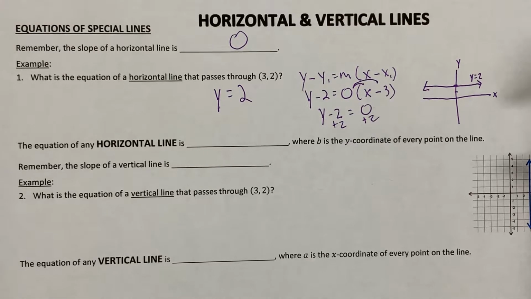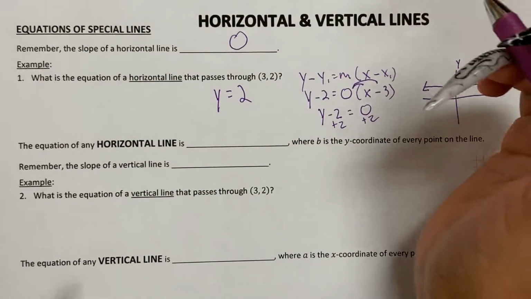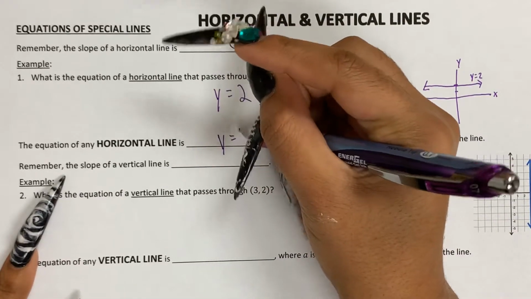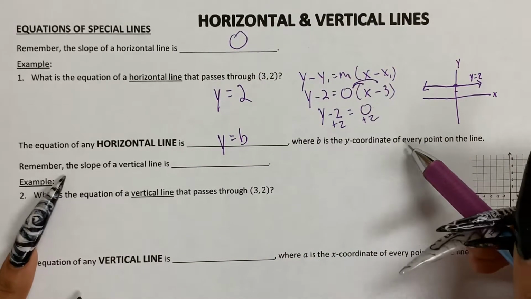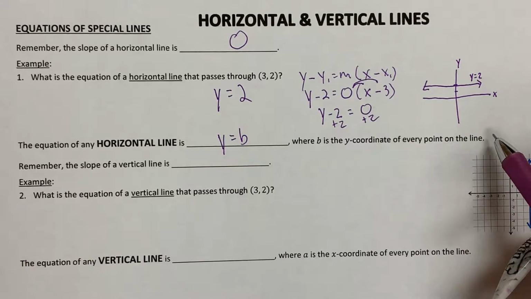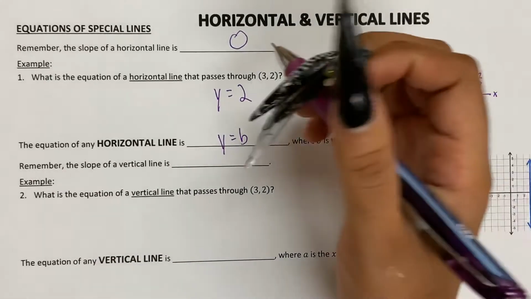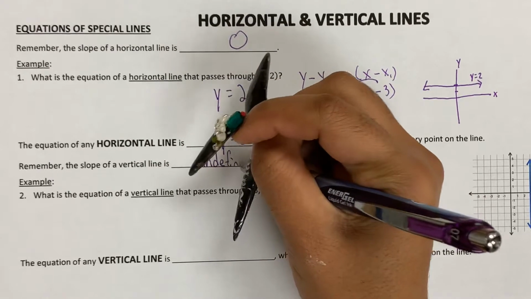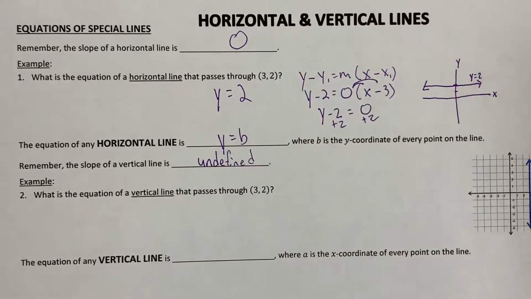Okay, so the equation of a horizontal line is always y equals b, where b is the y-coordinate of every point on the line. Remember, the slope of a vertical line is undefined. What is the equation of a vertical line that passes through (3, 2)?